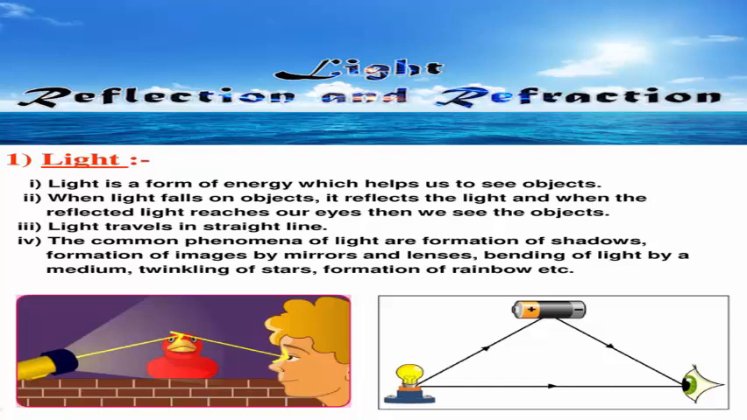We see a variety of objects in the world around us. What makes things visible? When light falls on an object, it reflects the light, and when the reflected light reaches our eyes, then we see the objects. And usually light travels in a straight line and it moves with a speed of 3 into 10 raised to 8 meter per second.